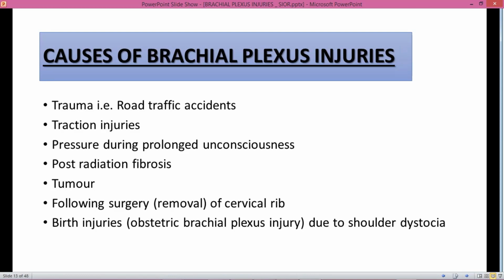Then the next is the birth injury. It is called an obstetric BPI, and it is seen in shoulder dystocia. What is shoulder dystocia? In this, the child is born; first the head comes out, but one shoulder is stuck during the delivery. The management usually done is to put on forceps and remove the baby. But due to this, there is a strain on the neck as the head and the shoulder are pulled in opposite directions, which puts pressure and causes a BPI.